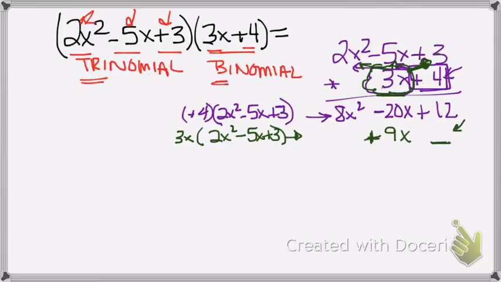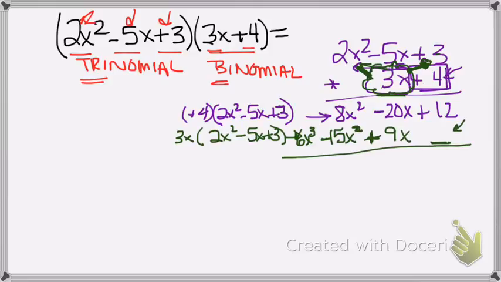And then the 3x times the minus 5x would get me a minus 15x squared. Remember that the x times the x gets you an x squared. And then finally I have my 3x times my 2x squared, and that's going to get me a 6x to the third, because I'm taking x squared times x.